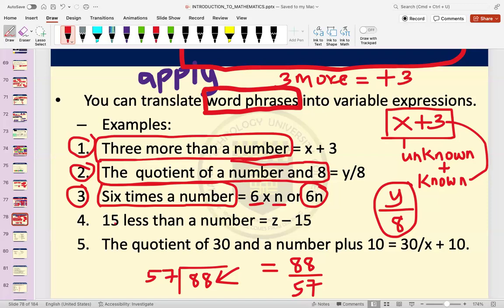Then we have 15 less than a number. 15 less than a number. We did 3 more than a number as our first statement. 3 more than a number. This time we have 15 less than a number. So we don't know the number. We represent the number by any alphabet, so Z.